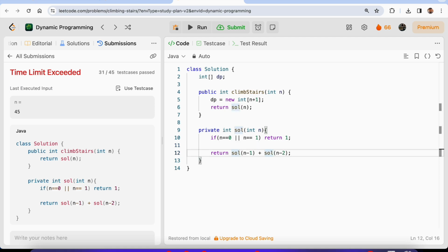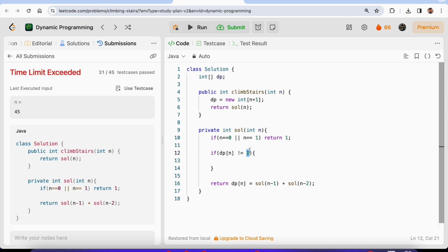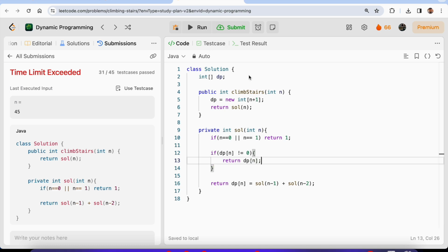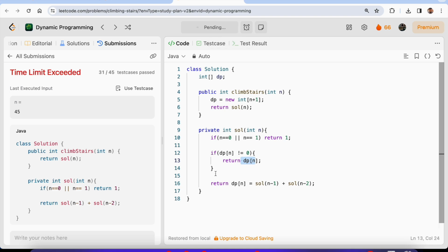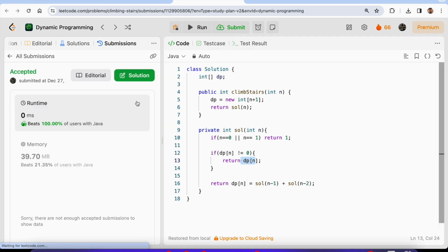Now before returning the answer, I'm storing it against n, and also before computing it, I'm checking whether I have already computed it or not. dp of n not equal to 0. 0 cannot be the answer, so I'm using 0 as a case where we have not computed it. So if dp of n is not equal to 0, it means we have already computed the value against n. So we are directly going to return dp of n. Now if I submit this problem, my solution is 100% faster because it has reduced from 2 raised to the power n to O of n.